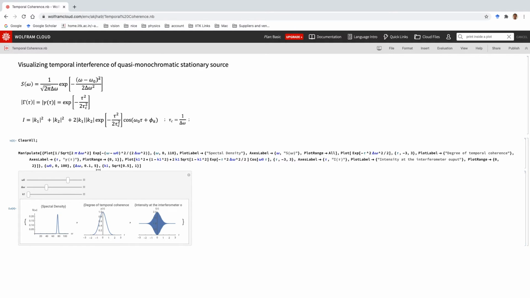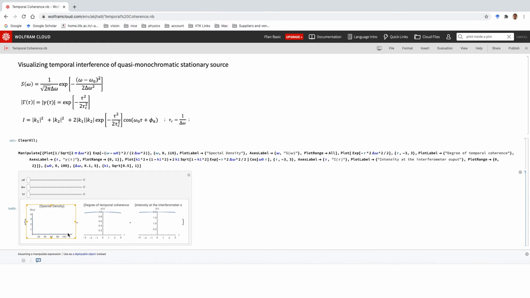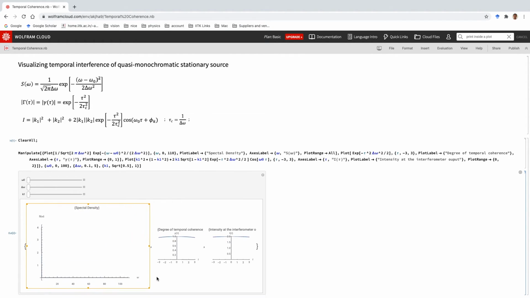Now I have written a simple program to simulate the intensity, and I am plotting it as a function of tau, the time difference. There are different parameters that I can vary. So, let us take a look at this. Okay, let us make it a little bigger.